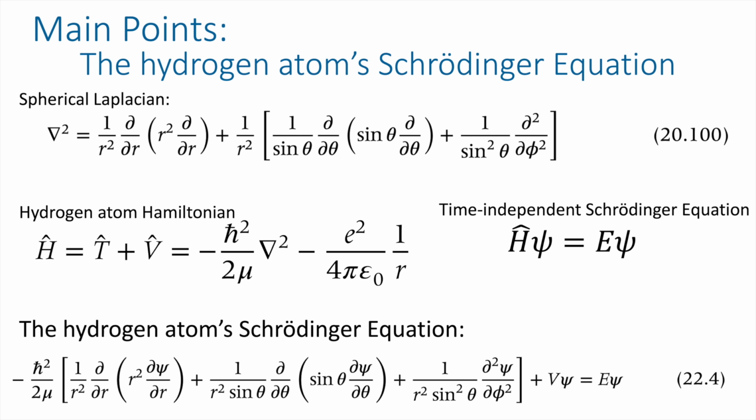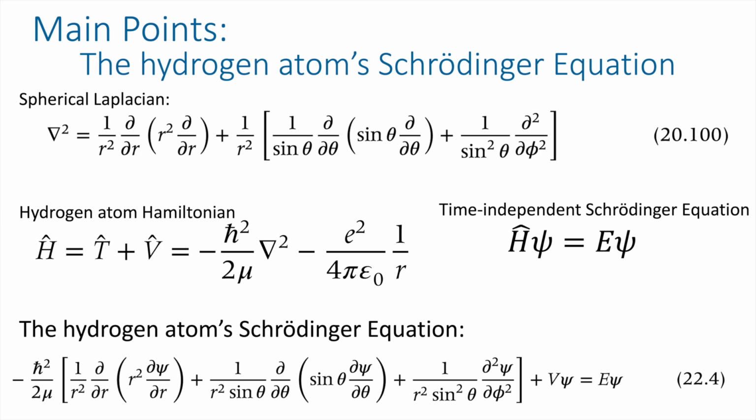All right, so another main point. This slide is the one where we brought everything together, where we have our Laplacian in spherical coordinates at the top there. We know the Hamiltonian for the hydrogen atom below that, and then below and to the right, we have the time-independent Schrödinger equation. So there's no time in there. It's just H psi equals E psi. This is our spatial piece of the Schrödinger equation.